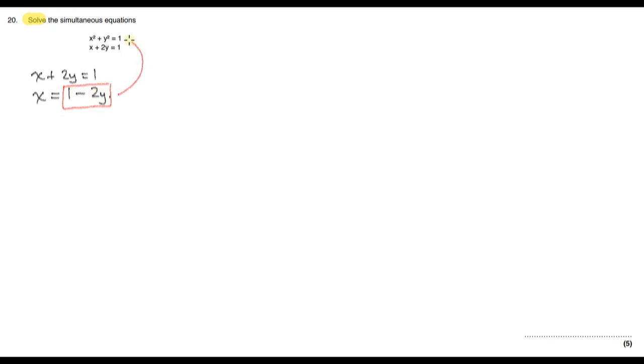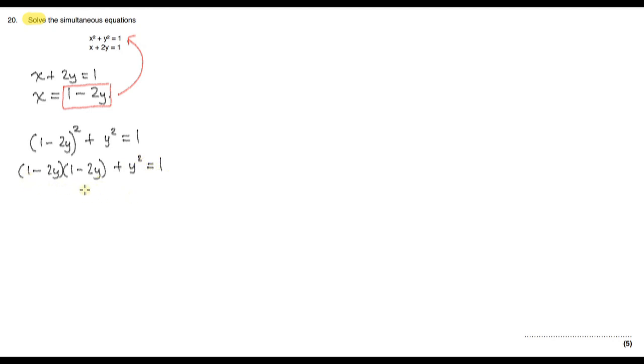So if I now substitute that expression for x into my quadratic equation, I can then solve for y. Wherever I see an x, I'm going to replace that with 1 minus 2y. So we've got x squared, so that's going to be 1 minus 2y, all of that squared, plus y squared, and that is going to equal 1. Now I'm going to expand these brackets. I'm just going to do this in full: 1 minus 2y times 1 minus 2y, plus y squared is equal to 1. I just want to make sure I show every step that I'm doing.